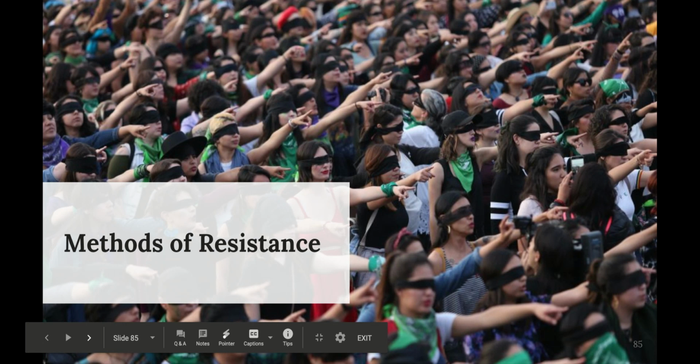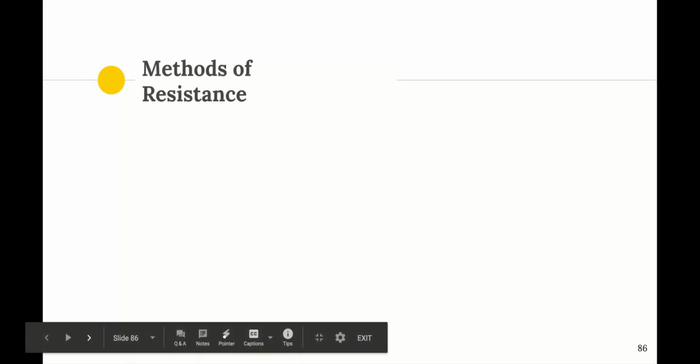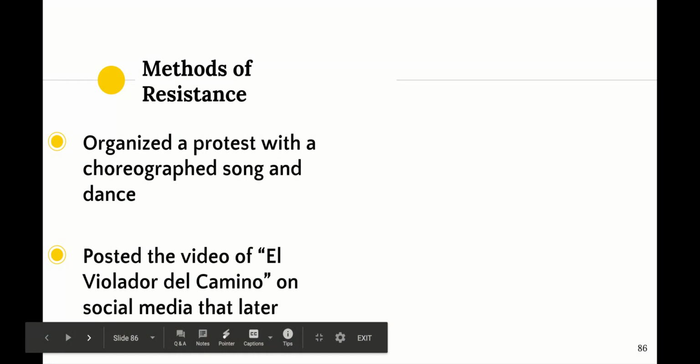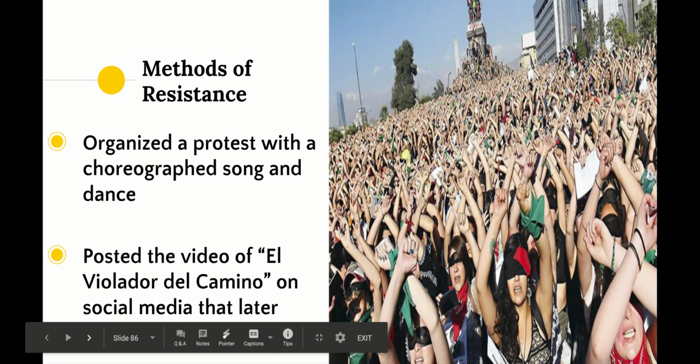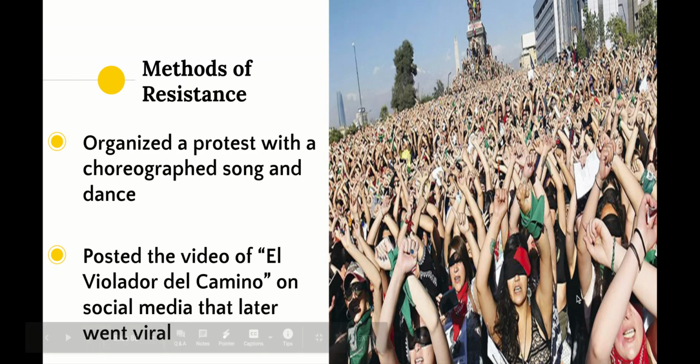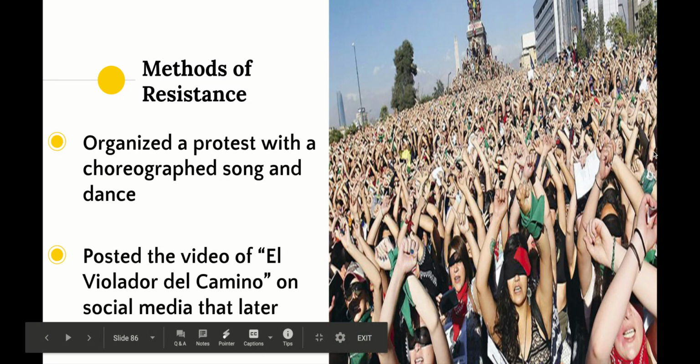So, what were these methods of resistance? Well, you probably already know, but let's take a look. Number 1, they organized a protest with a choreographed song and dance. So, you see here thousands of women who came out. They had similar outfits, they had a dance, they had a song. And what did they do after this song and dance? Well, they posted it on social media.